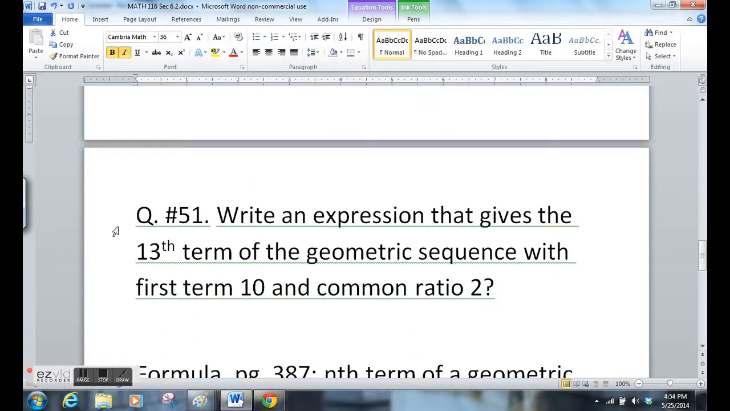Question number 51. So now we're moving into geometric sequences. So the reason compounding works is because it is snowballing. Your money, if you put it away and it's continuously compounding, you're earning interest on your interest.